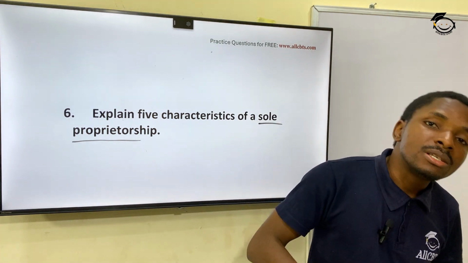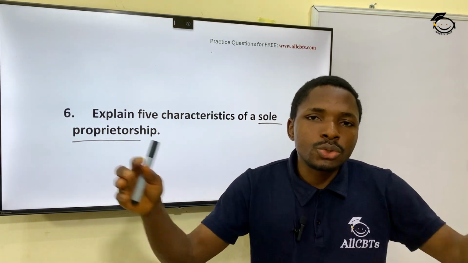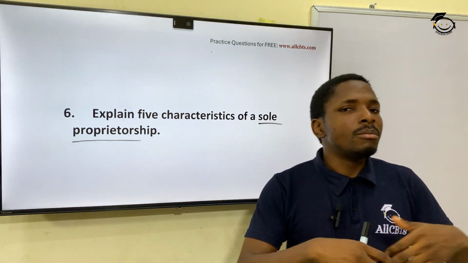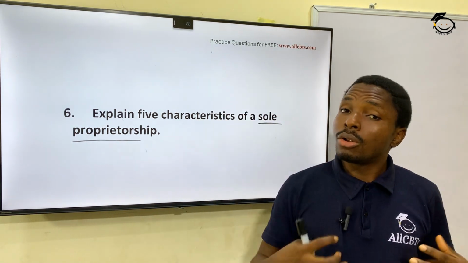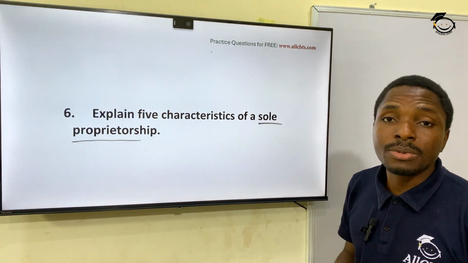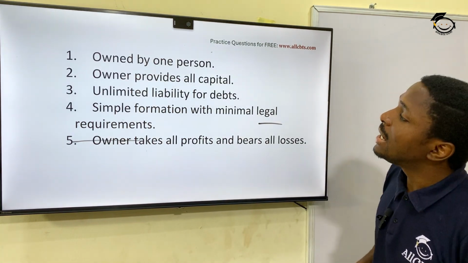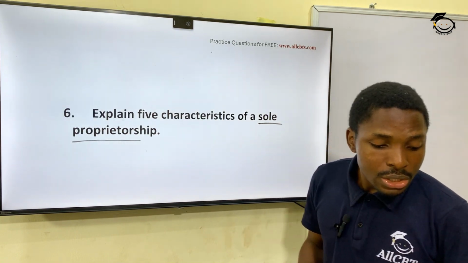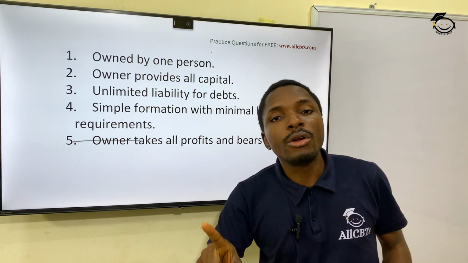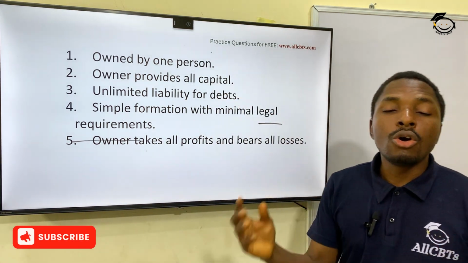If the business succeeds, it's all on me. If the business fails, it's all on me. We are not 2 or 3, as in the case of partnership or limited liability or public liability or whatever. It's all on me. So that is what a sole proprietorship is in explanation. Now, let's look at the characteristics of a sole proprietorship business. Like I mentioned, one, it's owned by one person, me, myself. Two, the owner provides all the capital.